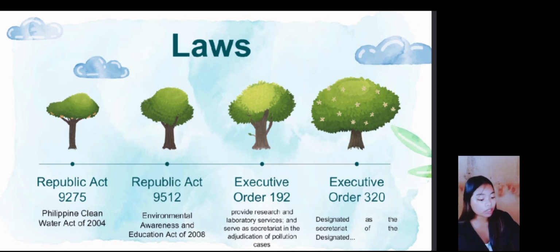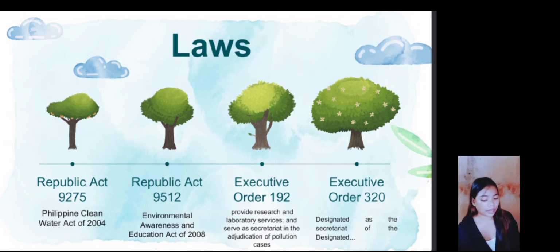The Department of Education, the Commission on Higher Education, the Technical Education and Skills Development Authority, and the Department of Social Welfare and Development, in coordination with the Department of Environment and Natural Resources, the Department of Science and Technology, and other relevant agencies, shall be responsible for implementing public education and awareness programs on environmental protection and conservation.